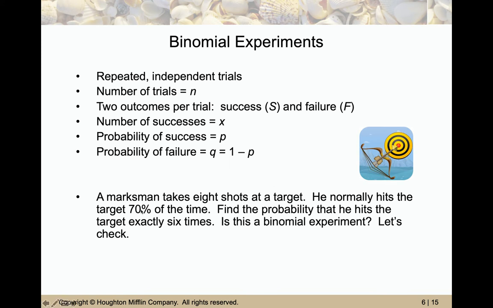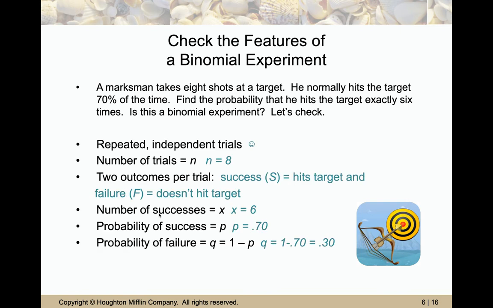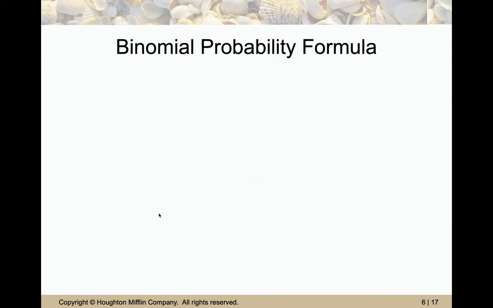Okay, so we know the probability of the marksman hitting the target 1 time, but we want to know what's the probability that he hits the target exactly 6 times out of 8. So is this a binomial experiment? Let's check. So we have repeated independent trials. N is 8. Successes: hits target. Failures: doesn't hit target. Number of successes is 6. Probability of success on any individual time is 0.7. And the probability of failure is 0.3. Yay, we have a binomial experiment.